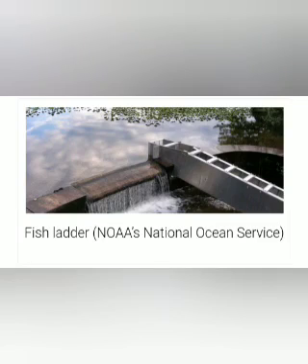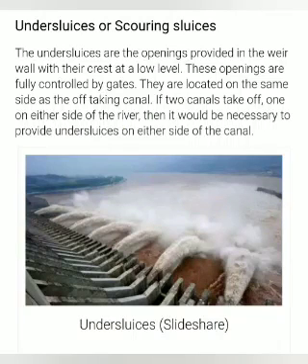Under sluice or scouring sluice. Undersluices are openings provided in the weir wall with their crest at a low level. These openings are fully controlled by gates. They are located on the same side as the off-taking canal. If two canals take off, one on either side of the river, then it would be necessary to provide undersluices on either side of the canal.